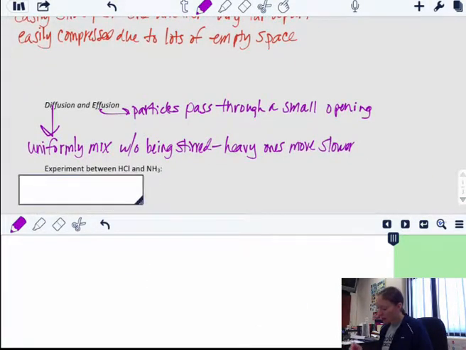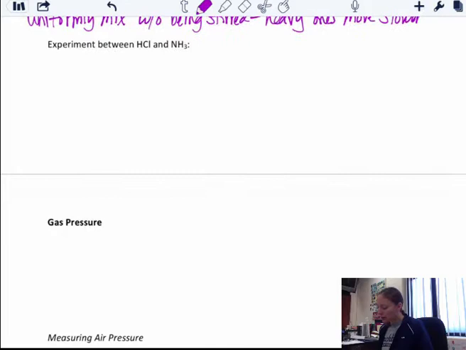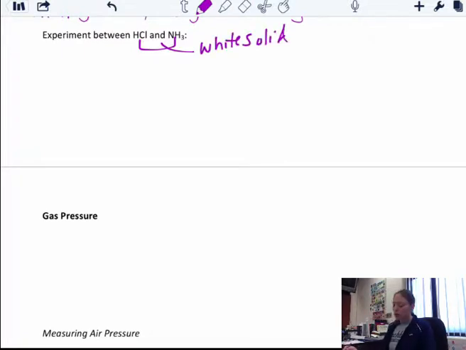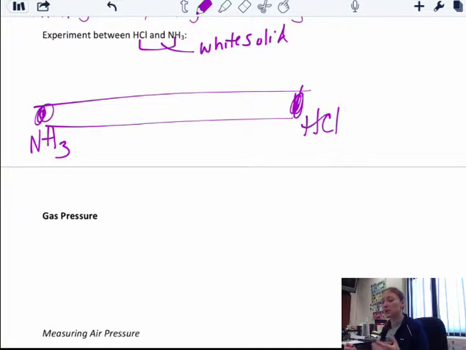Alright, we're going to look at an experiment between hydrochloric acid and ammonia. Ammonia is NH3. We'll talk more about this later on in the year, but right now we're just going to consider them to be two gases. If you put these two things together, they make a white solid, or a white precipitate. So we're going to have a long tube here, and at one end, we're going to put some hydrochloric acid. And at the other end, we'll put some ammonia. Ammonia is something that smells very strongly. It's what usually makes cat pee smell pretty bad.